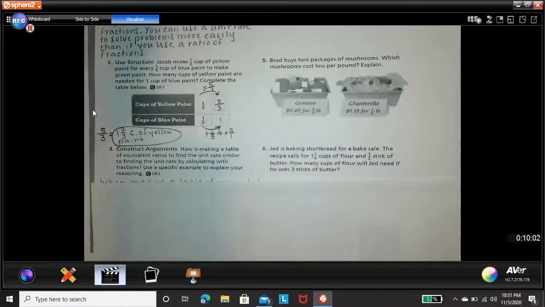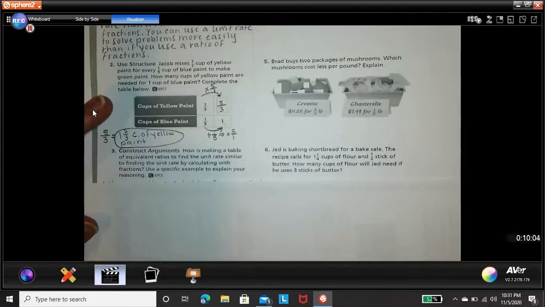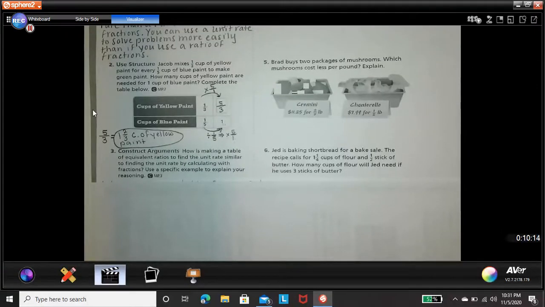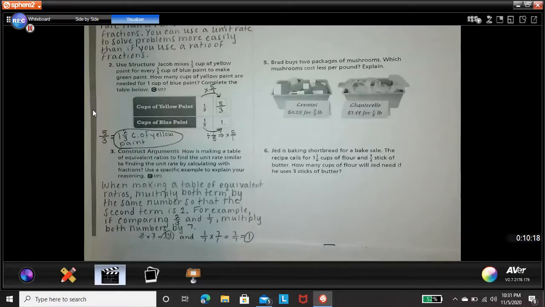Number 3. How is making a table of equivalent ratios to find the unit rate similar to finding the unit rate by calculating with fractions? Use a specific example to explain your reasoning. Please write that down.